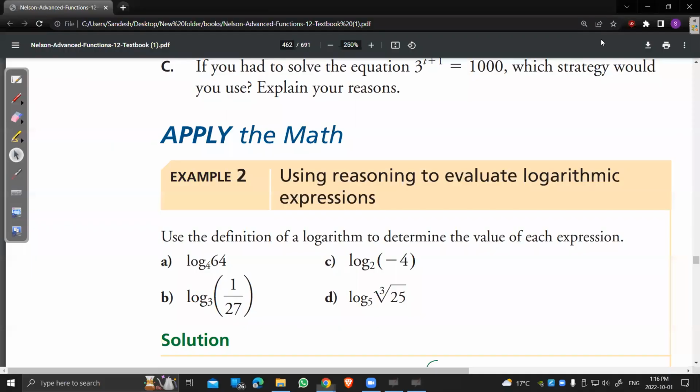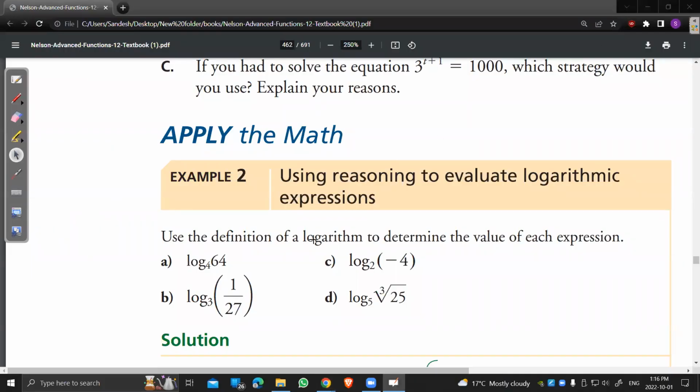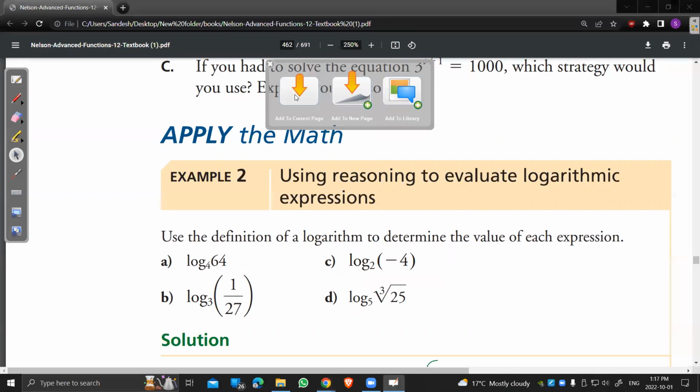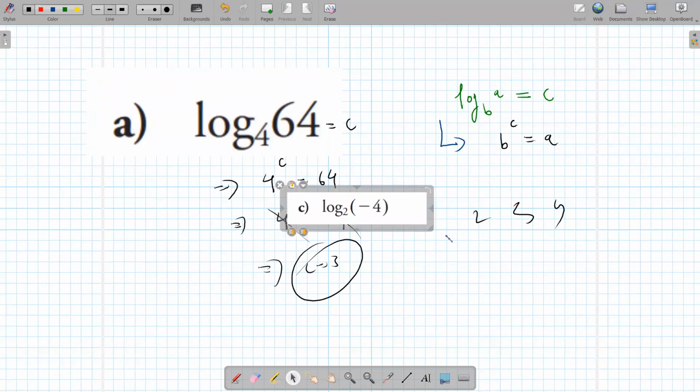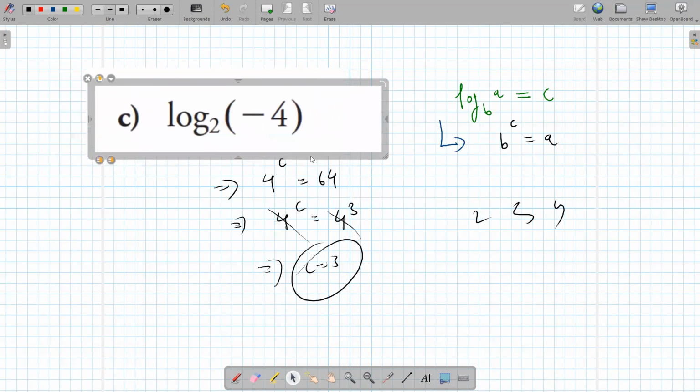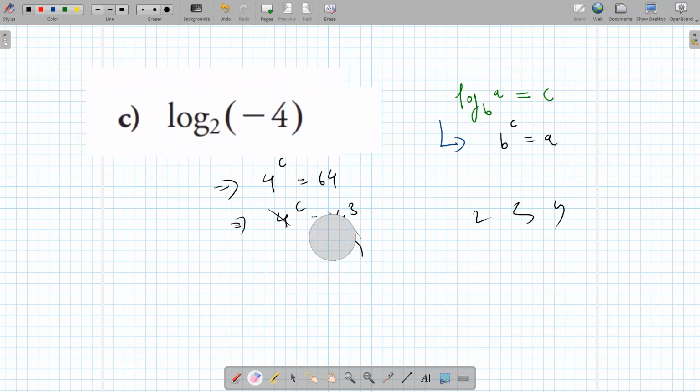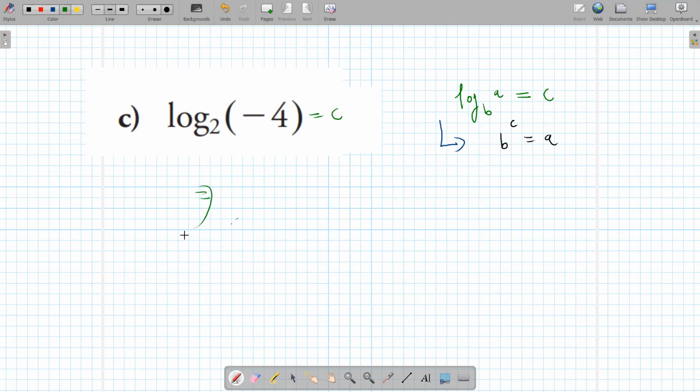Okay. Let's do another one. Oh, this one's a trick question. Same idea though, same idea. But I'm telling you it's a trick question. So let's say this is c, right? How do you write this in exponential form? I want to write it in this form. 2 to the power of c equals -4. Right. Now what's -4 in terms of 2?